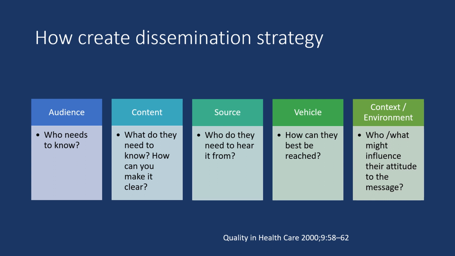Number 4, the vehicle. How can this audience best be reached? Again, we traditionally think about medical journals, but if you're thinking more broadly about your stakeholders, that might include other mechanisms of reaching patients and non-academic providers, potentially social media, TV, radio, etc. And then finally, your context or environment. What might influence or who might influence the attitude of your audience to the message that they are receiving?